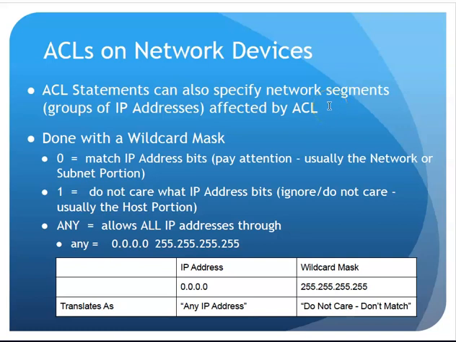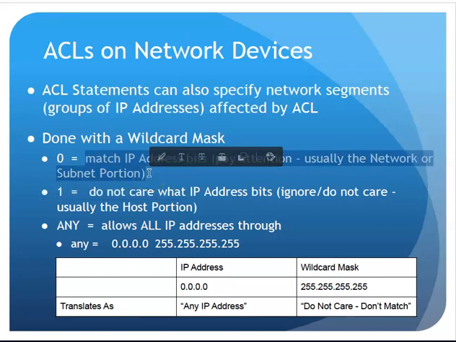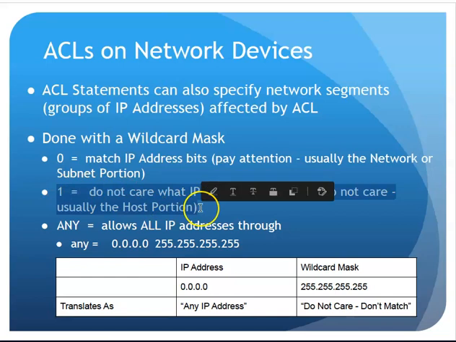Now, if we want to get more specific, we can do it based on a certain subnet, a certain group of users. I can specify certain network subnets, specific network segments, groups of IP addresses. This is done with a wildcard mask. Think of this like your inverse mask. 0 is going to match the IP address bits, the network or subnet portion, and 1 is going to say basically the host portion, I don't care.